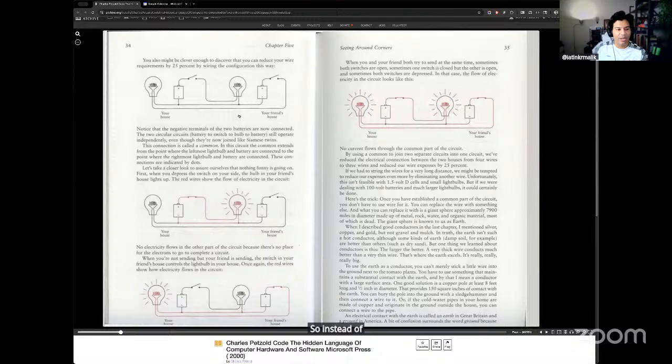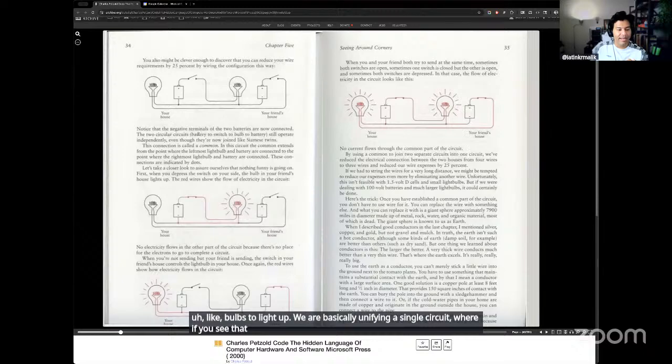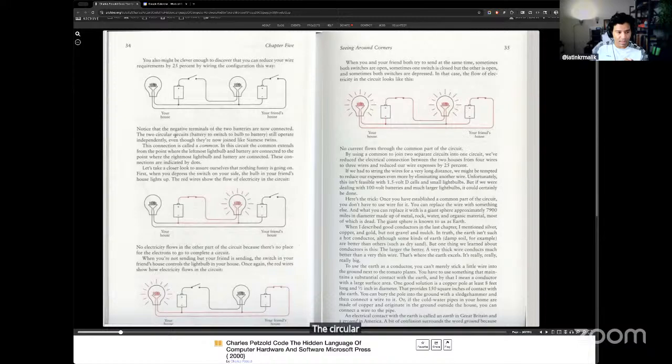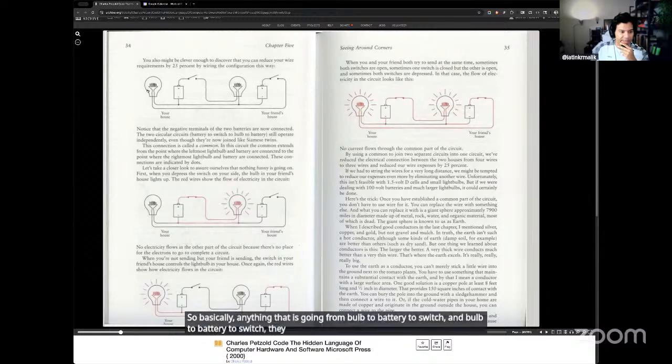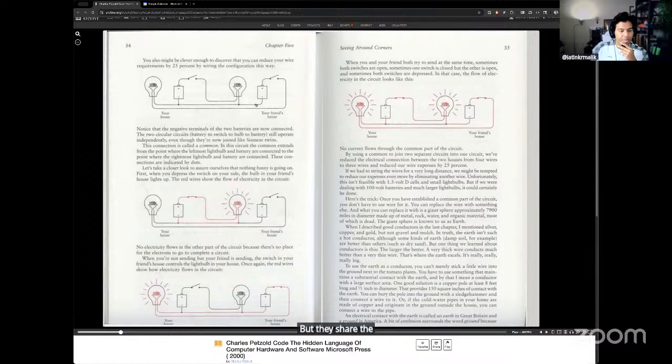So instead of using two complete circuits for two bulbs to light up, we are basically unifying them into a single circuit, where you see that the negative terminals of the two batteries are now connected. The two circular circuits, battery to switch and bulb to battery, still operate independently. So anything that goes from bulb to battery to switch, and bulb to battery to switch, is still independent, but they share the wire across the negative terminal, even though they are now joined as Siamese twins.